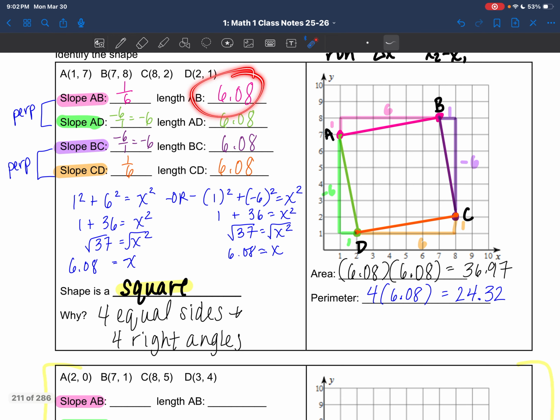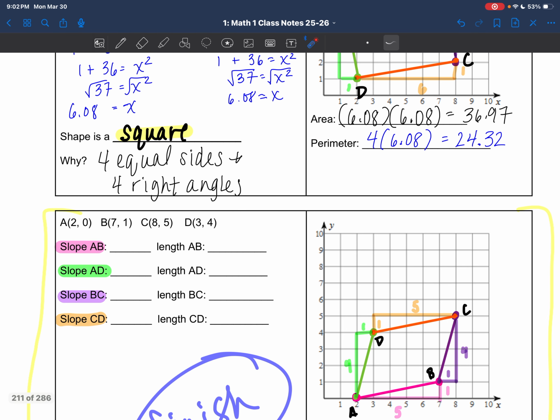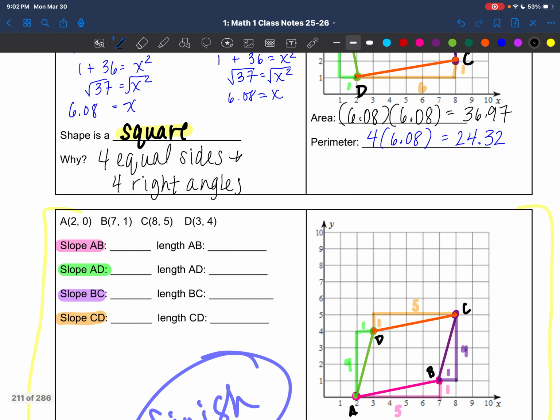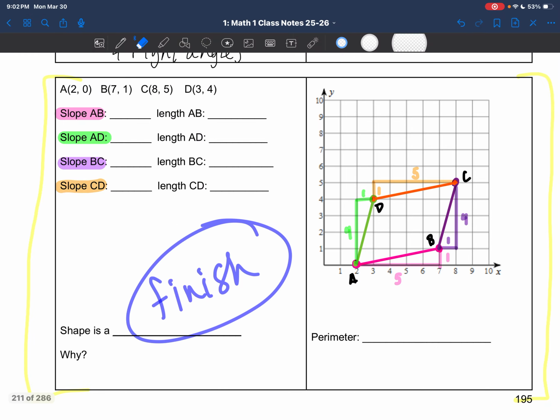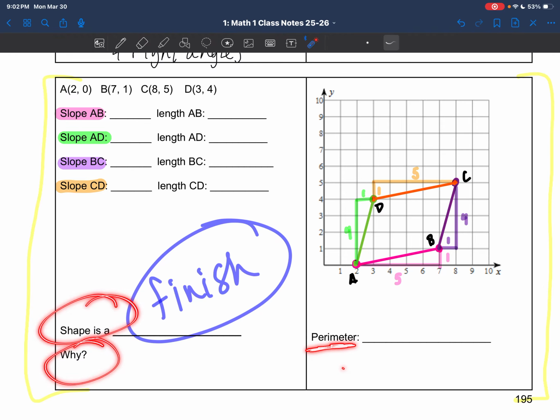And then you're going to find the length by doing Pythagorean theorem. So remember, you need to do an a squared plus b squared equals c squared after you find the lengths of those. All right, so you're going to go through and finish that. And then once you're done, you're going to tell me what shape it is, how you know, and then you're just finding perimeter. You don't need to find area of this one. So perimeter would be this shape.